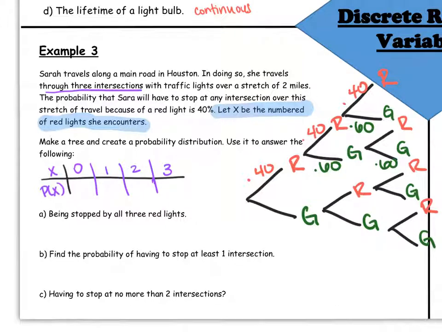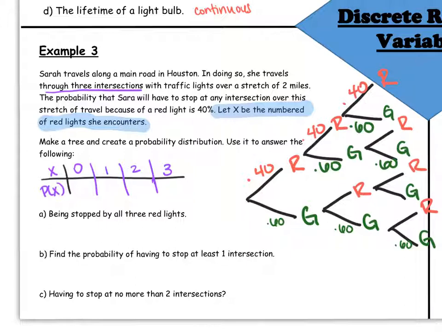What is the probability of being green? 60%. So this is 60%, this is 60%, and this is 60%. We're going to assume that they're independent, because one red light shouldn't affect another red light, right? If they're independent, what can you do to their probabilities? Multiply. So we're going to multiply those 0.6s.